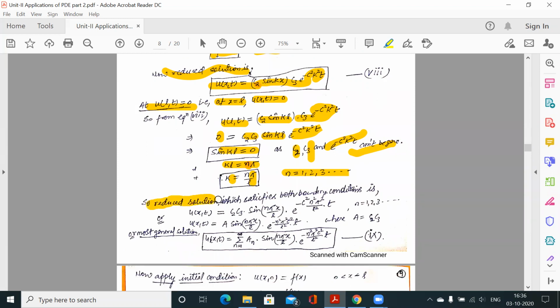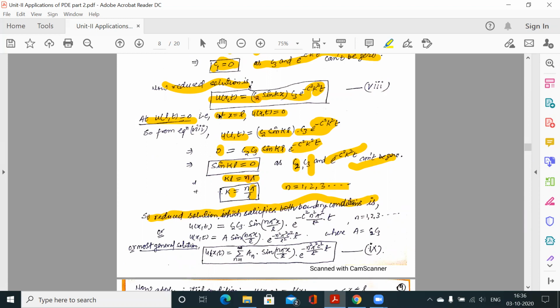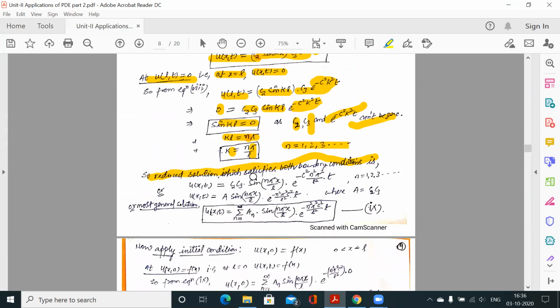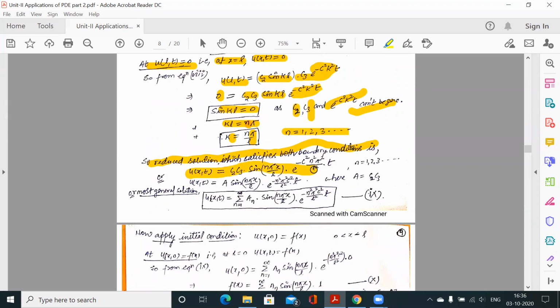Now what is the reduced solution satisfying both boundary conditions? This is that solution. Now we have to substitute k as n pi by L. So C2 sin(n pi x by L), C3 e to the power minus c squared, and for k squared, n squared pi squared by L squared, t. So this is the reduced solution. Again, because C2 and C3 are arbitrary, their multiplication is also arbitrary, so we keep that as another constant, say A. So A sin(n pi x by L) e to the power minus n squared pi squared c squared by L squared t.